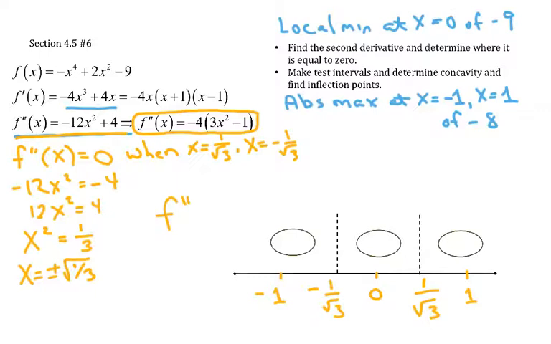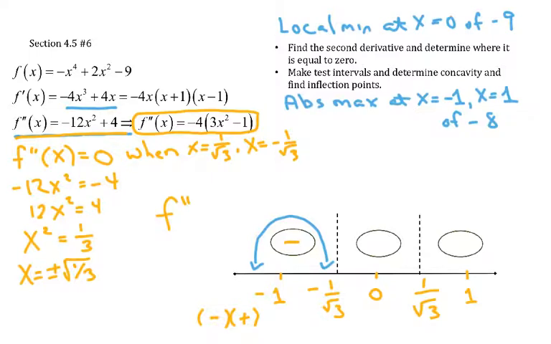So if I plug negative 1 into my second derivative, well, I always have this negative sign out here from the negative 4. But I plug negative 1 into the second factor, and that is positive. So overall, my second derivative is negative here, and the original function is concave down. Okay?